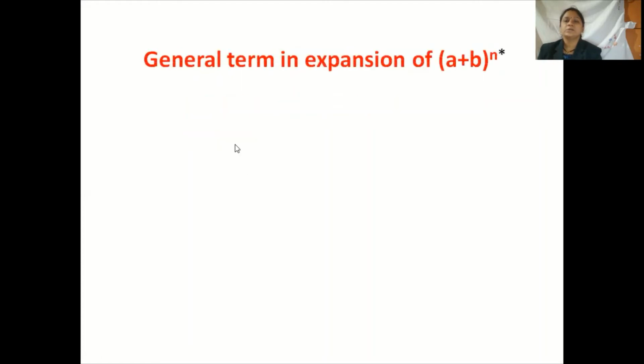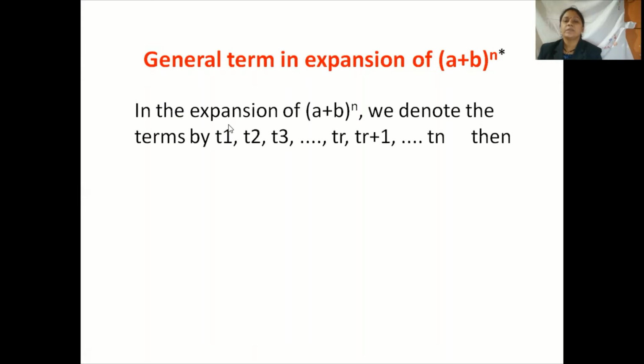Now next term is general term in expansion of (a plus b) raised to n. Here in the expansion of (a plus b) raised to n, we denote the terms by t1, t2, t3 up to so on tr, tr plus 1 up to so on tn.